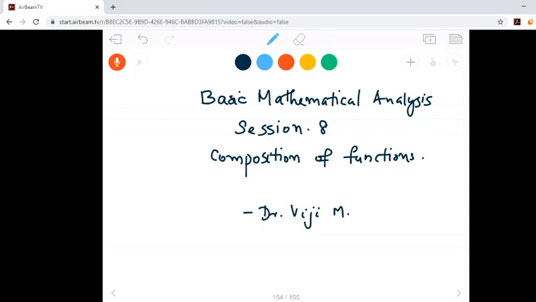Welcome to the eighth session of Basic Mathematical Analysis. In this session, we will be discussing composition of functions.